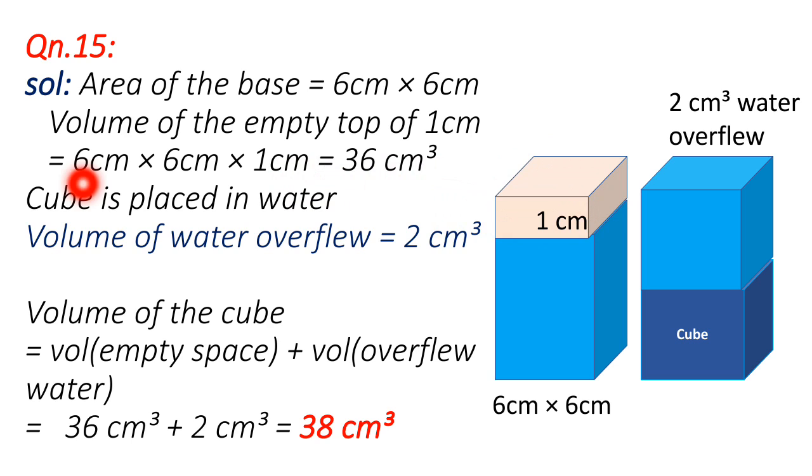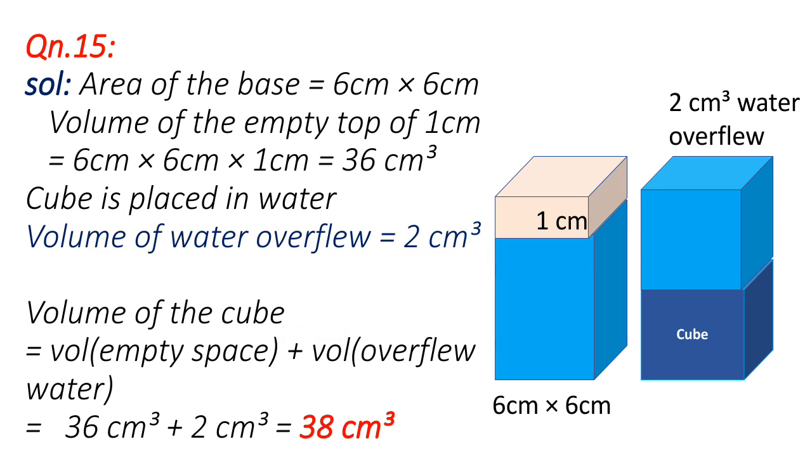Correct. Now, as it is given in the question that a cube is placed in water, completely immersed in water. So this is the cube, this is placed in water, and when it is placed in water, the level of water will rise up, and after rising up to the top level, some amount will flow out, that means some amount of water overflows. So here when the cube is placed, the volume of water that overflows is given as 2 centimeter cube.